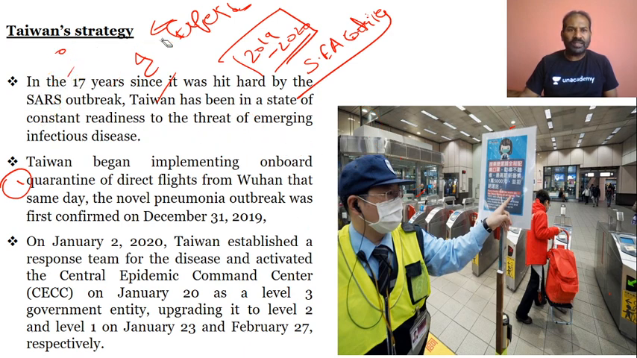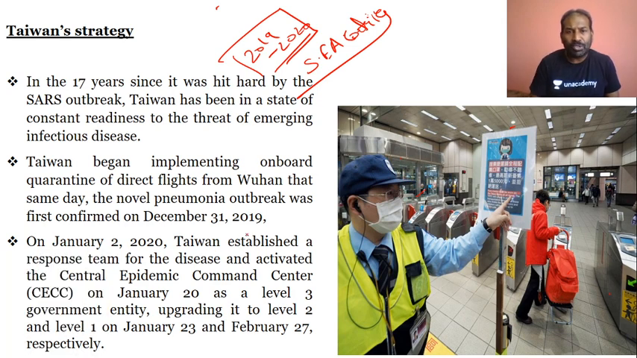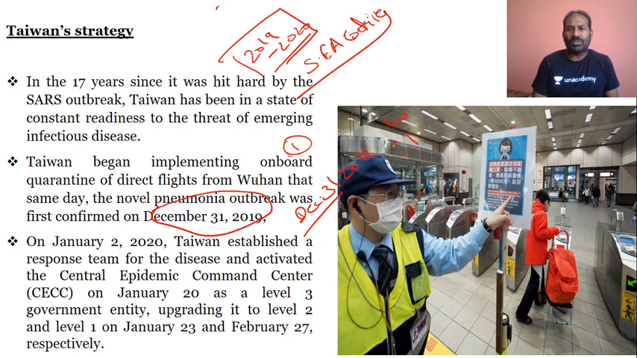And there are many cases where the persons who have some kind of mild symptoms always tend to have these asymptomatic cases. So definitely they went ahead initially with the onboard quarantine of the direct flight from Wuhan to Taiwan, right from the day when the outbreak was in Wuhan. So definitely right from December 31st, 2019, whoever had a travel history from Wuhan to Taiwan, they went ahead with onboard quarantine.